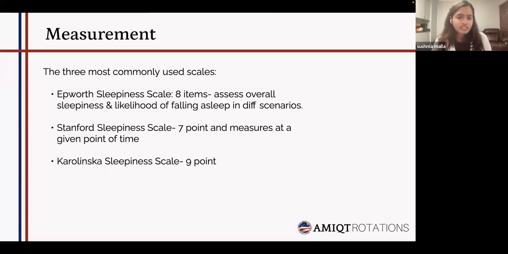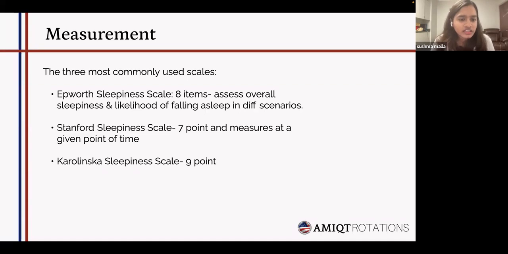And the Stanford Sleepiness Scale has 7 points and measures sleepiness at that point in which the test is happening. It goes from very alert to very sleepy. And the Karolinska Sleepiness Scale is also very similar to the Stanford Sleepiness Scale, and this one has 9 points from extremely alert to extremely sleepy.